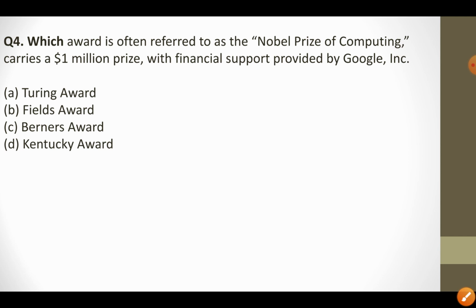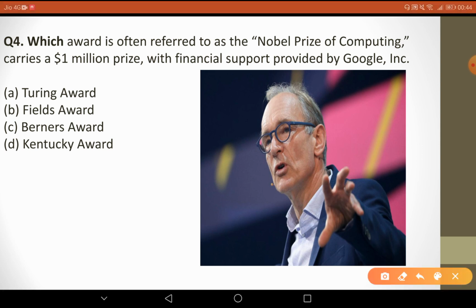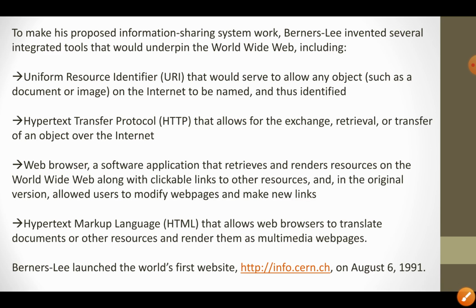Question number 4. Which award is often referred to as the Nobel Prize of Computing? It carries a $1 million US dollar prize with financial support provided by Google. It is Turing Award, Fields Award, Berners Award, or Kentucky Award. So the right answer is Turing Award, and the winner of this award recently was the same person I discussed in a question previously. This person is Tim Berners-Lee, the inventor and creator of the World Wide Web.